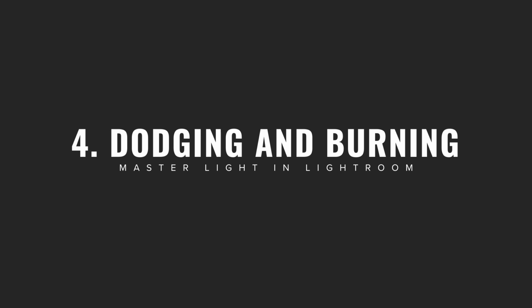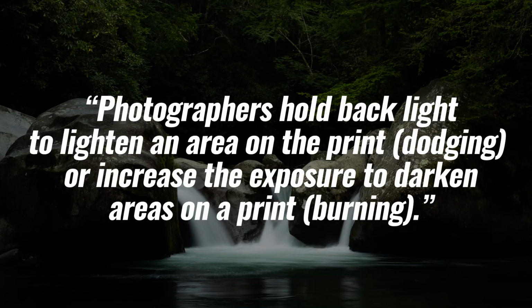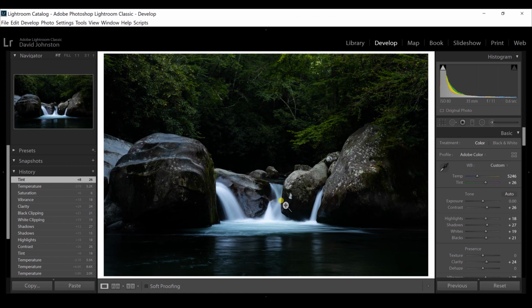Photographers hold back light to lighten an area on the print, which is dodging, or increase the exposure to darken areas on a print, which is burning. This was especially popular when photographers developed their own prints from film. I've seen videos of Ansel Adams doing the same thing, and it's absolutely fascinating the way they use different slides over their prints to shadow some areas and bring out more light on others. Fascinating stuff. We're doing the same thing digitally in this image.